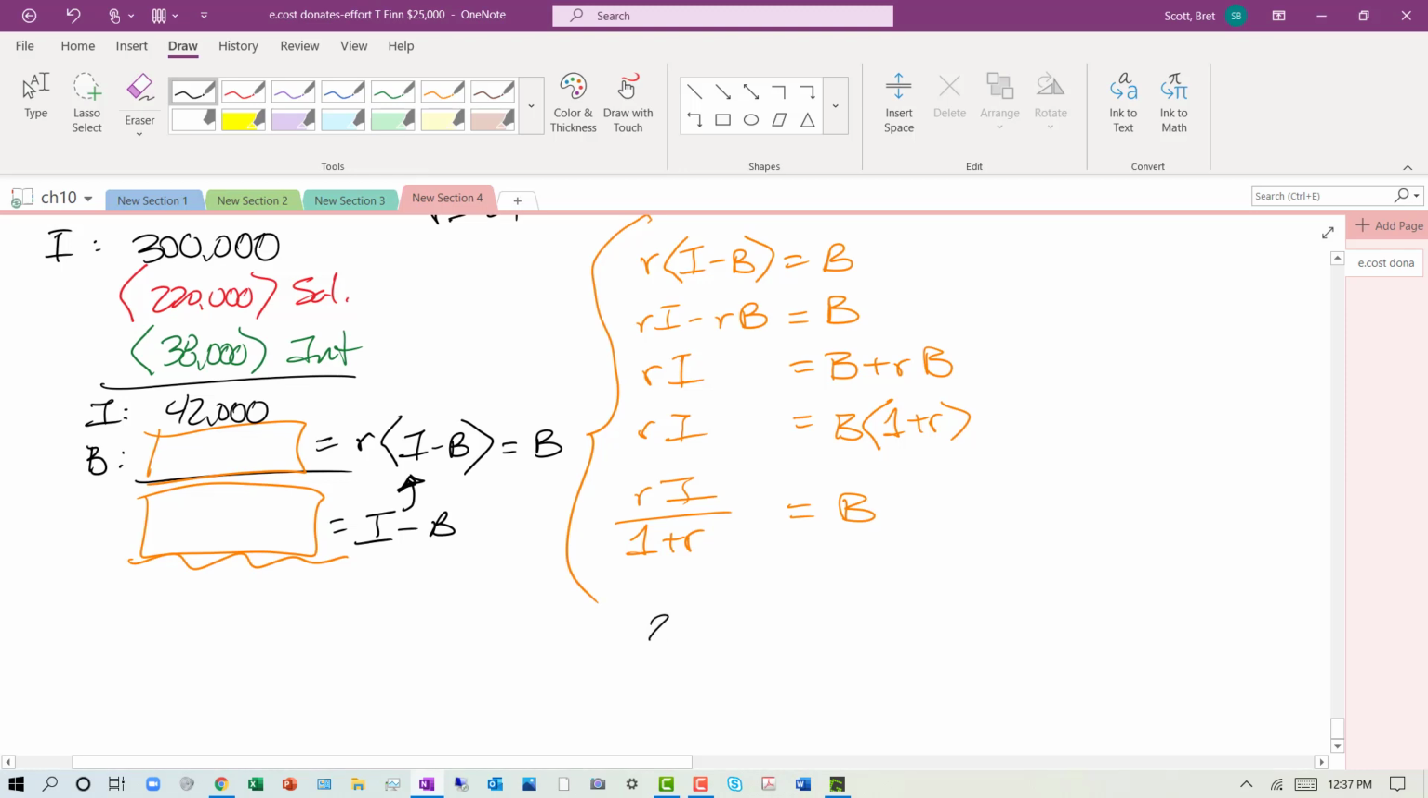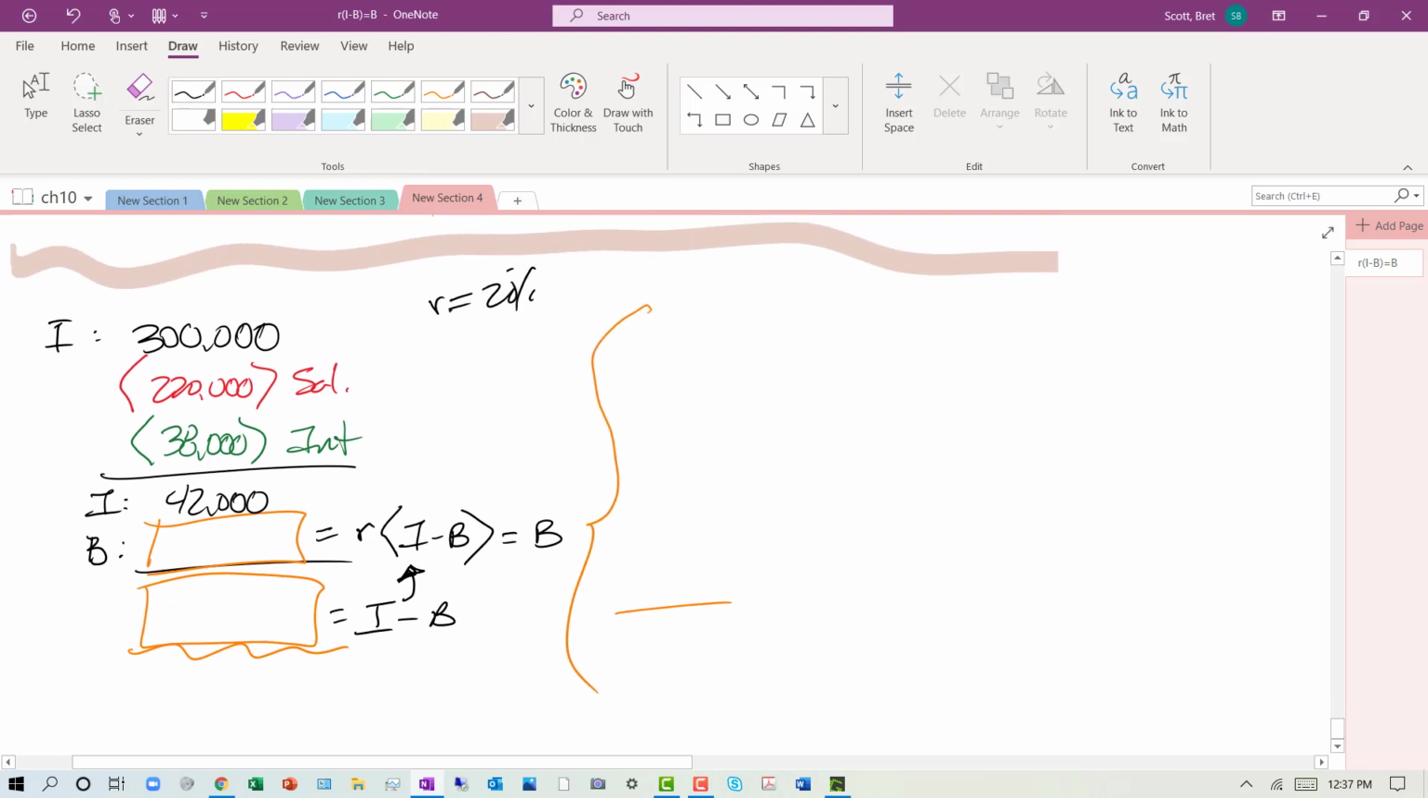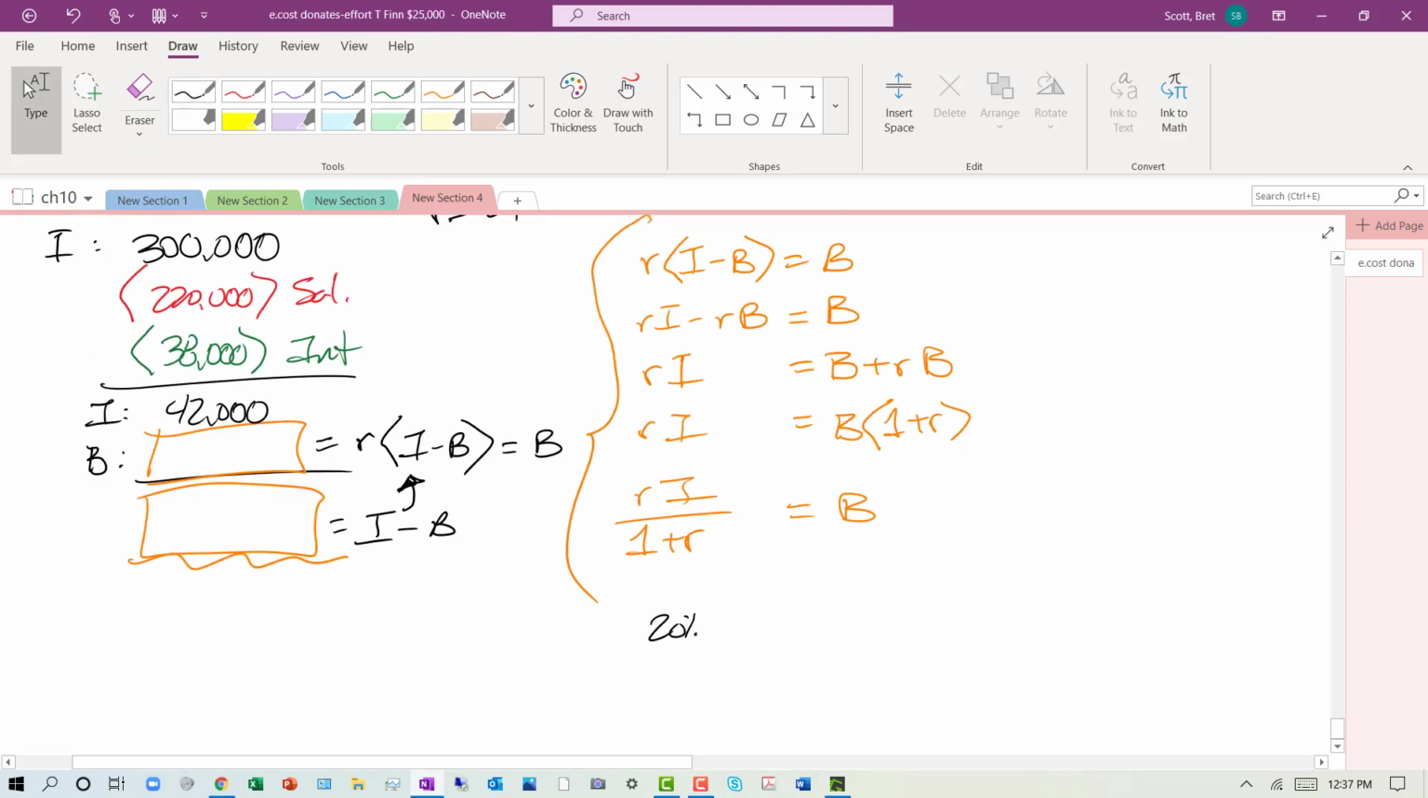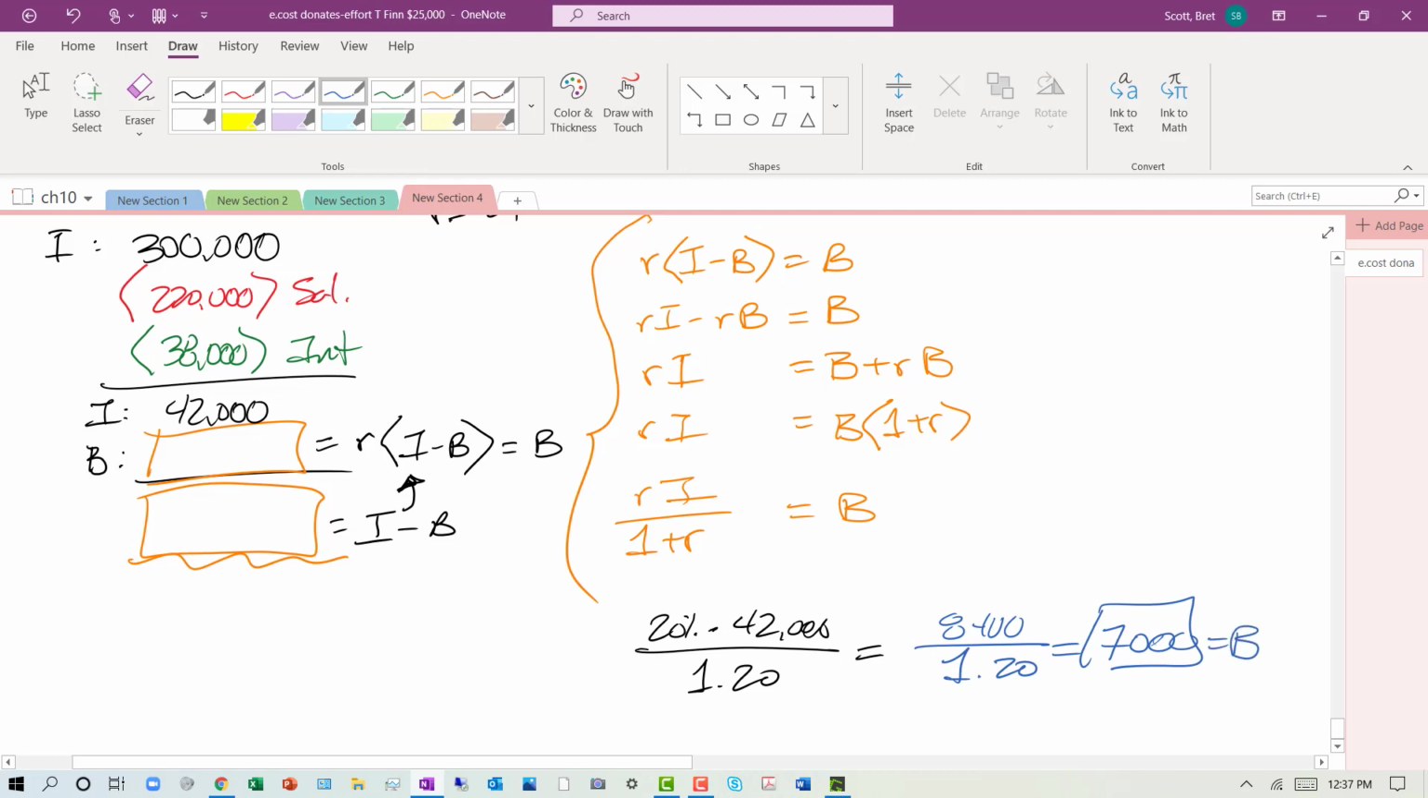So we've got 20% times our I of 42,000, divided by 1 plus R, which is 1.20. 1 plus 20% is 1.20. Multiply that out, we get 8,400 divided by 1.2. And that results in 7,000. That's my B. So let's plug that in here, 7,000.